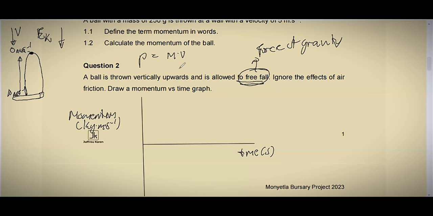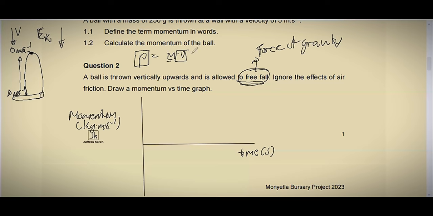Remember, this is not a velocity versus time graph. It is a momentum versus time graph. But there is a direct proportion relationship between velocity and momentum if we keep the mass constant. So we understand that during the action of throwing the ball vertically upward and then it comes back down to the ground, the mass is not affected, right? So the mass remains constant.